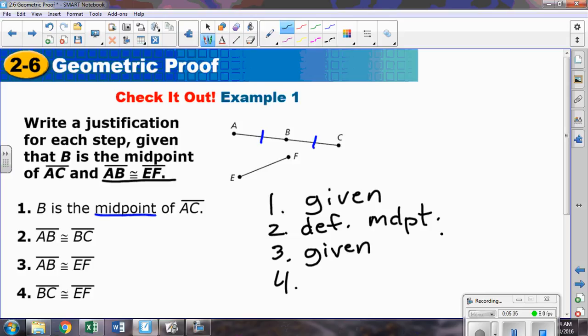So now we know AB is the same as BC. We know AB is the same as EF. Together, that tells us BC is congruent to EF. What will allow us to say that? AB is the same as BC. AB is the same as EF. What allows us to bridge that gap?